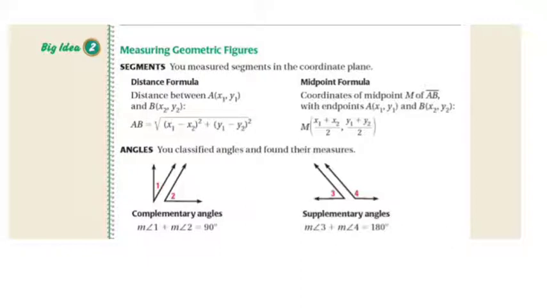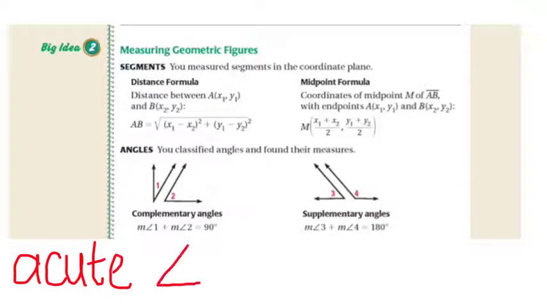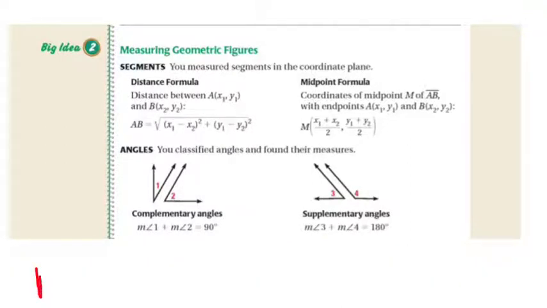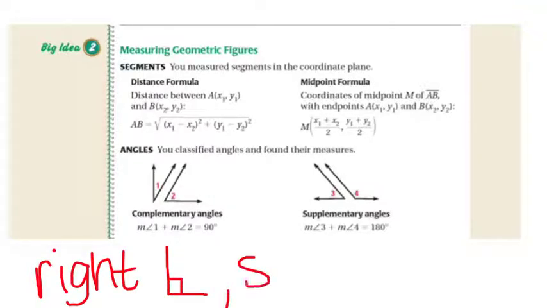Another idea here was classifying different angles, and we discussed complementary angles are simply angles that would add up to 90 degrees. Supplementary angles are angles that would add up to 180 degrees. Don't forget how to classify angles as acute, which is any angle between 0 and 90 degrees. Obtuse, which is any angle between 90 and 180 degrees. Right, which is an angle that measures exactly 90 degrees. And straight, which is an angle that measures exactly 180 degrees.